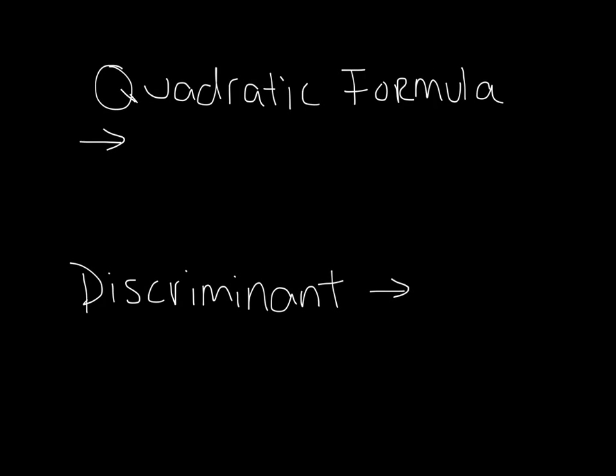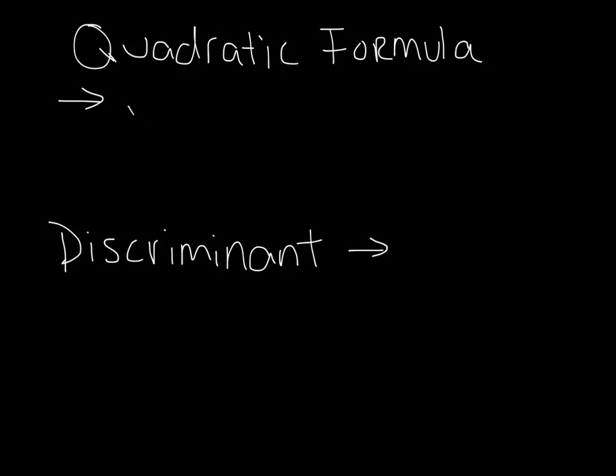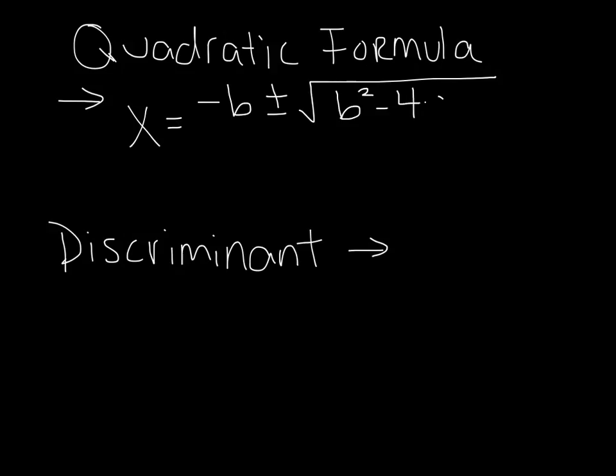That's going to be x is equal to negative b plus or minus the square root of b squared minus 4 times a times c all over 2 times a.